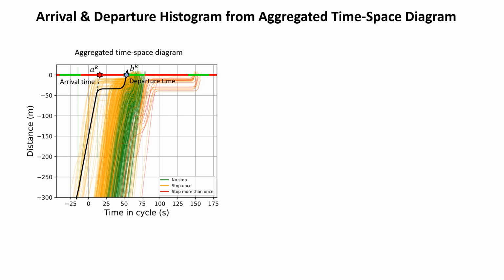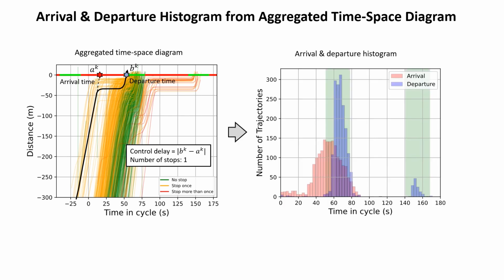For each trajectory, the arrival time is calculated by determining at what point the vehicle would have cleared the intersection if there was no queue or red light. The departure time is the time when the vehicle actually clears the intersection. The control delay is defined as the difference between these 2 points. In this example, the vehicle stops only one time.